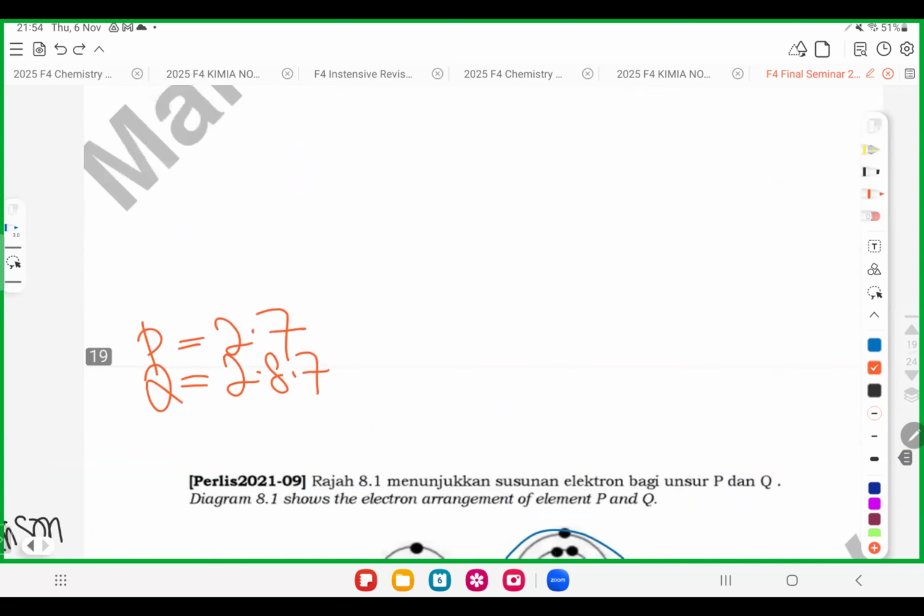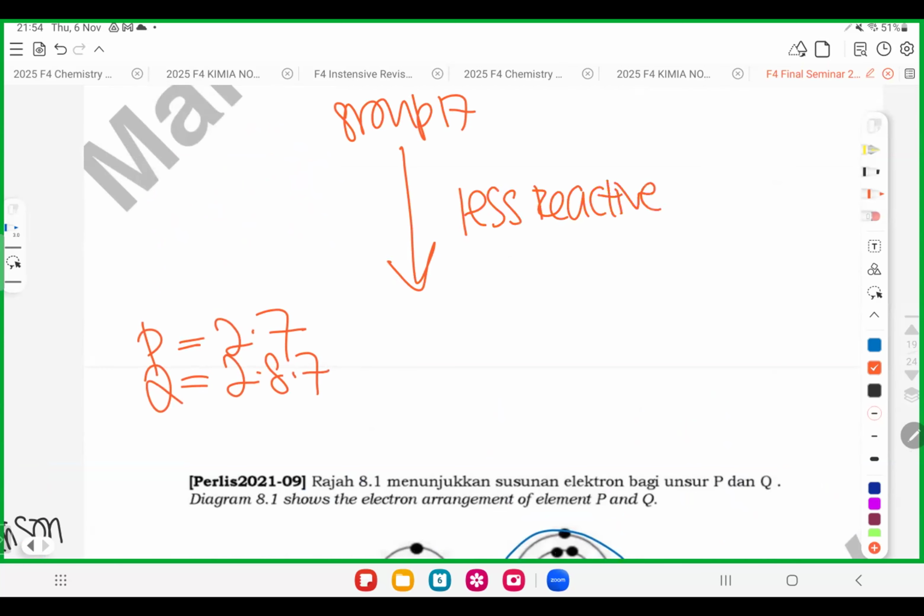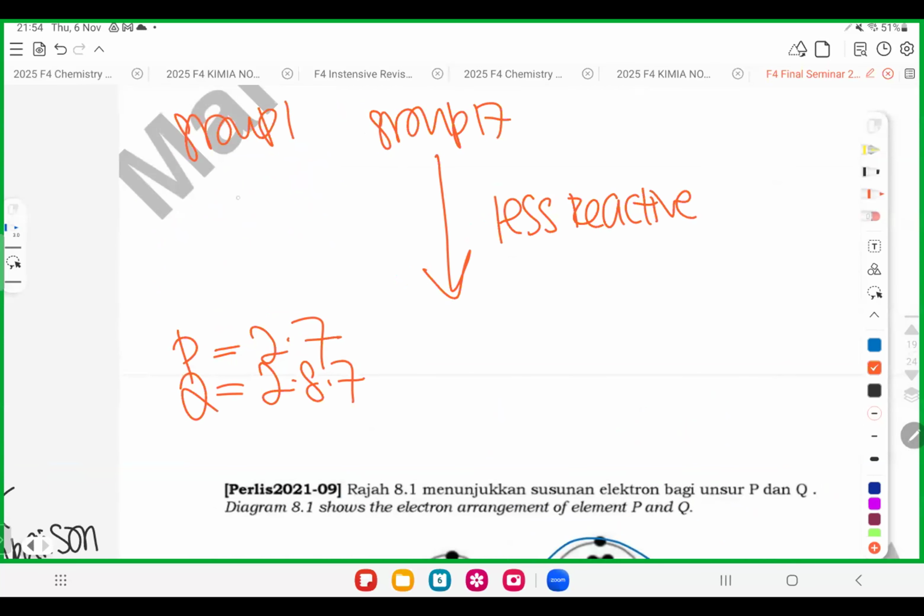Okay, 1 minute revision. Group 17, the lower they are, the less reactive they become. Okay, group 1 goes opposite. Group 1, the lower they go, the more reactive they are. So make sure everyone knows the reactivity for group 1 and group 17. So listen to what I'm going to say now. Group 17 going down, less reactive. Okay, now P and Q, who is further down? P is 287, Q is 2,8,7,... so this one got 3 shells, right? Q should be further down.